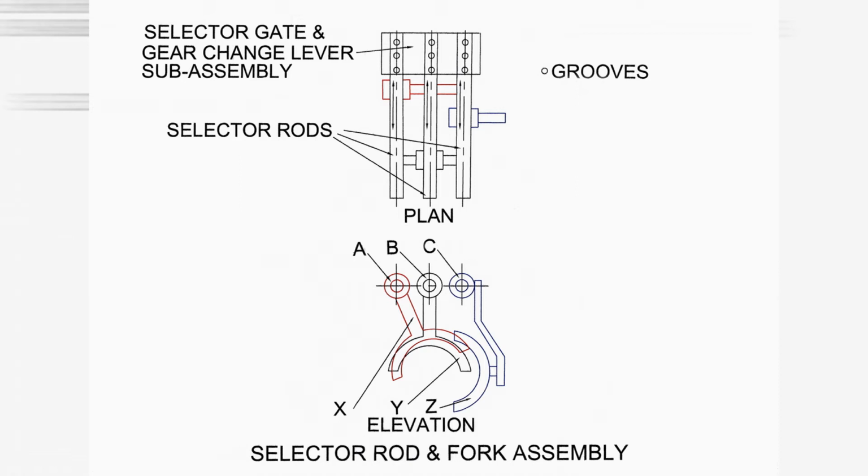Balls and springs are used to lock the forks in engaged position. The grooves to accommodate the ball are located as shown in the diagram. The rods can move in both directions as indicated in the diagram. The forks being fixed on them move along with them. The movement of forks causes the movement of gear wheels.